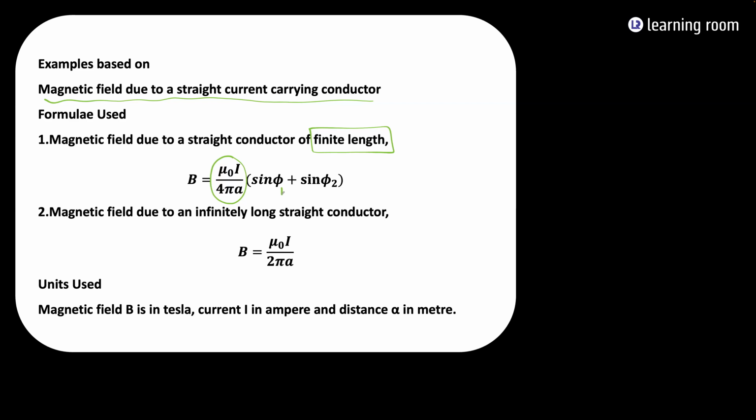So just to recollect the diagram, if this is a conductor of finite length and there is a point P where you're interested to calculate the field, the distance from the current carrying conductor to point P, let me call it A. So this A is the perpendicular distance from the current carrying conductor to the point. Is that point clear?